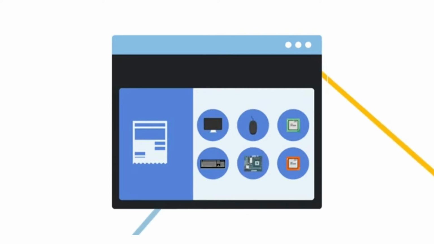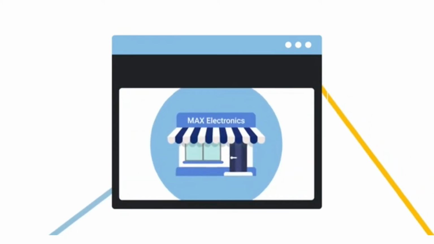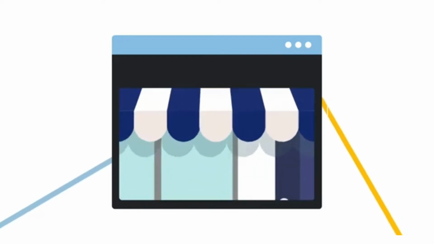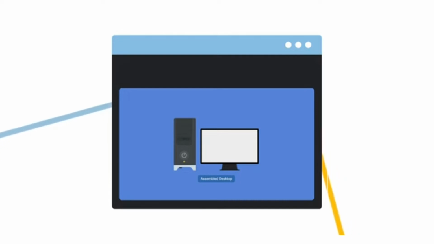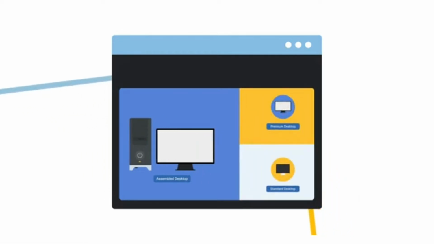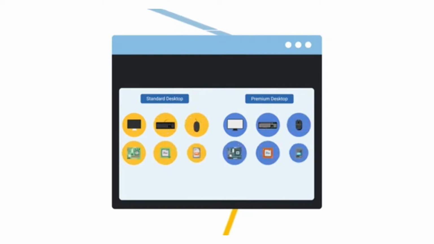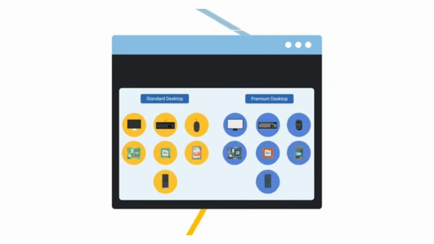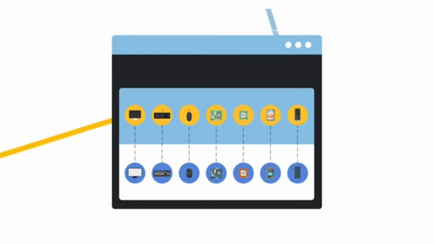To make it a little easier, let's consider an example. Max Electronics assembles computer desktop named as Assembled Desktop. They have two variants of Assembled Desktop, one being Standard Desktop and the other one known as Premium Desktop. Here is a list of components to assemble the two variants of a desktop. As you see, both the variants of Assembled Desktop come with different components or configurations.